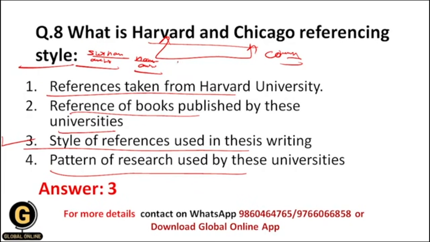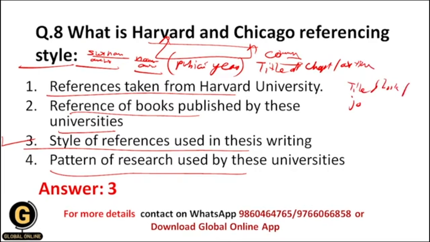Then after that write the publication year in the bracket, then write the title of the chapter or article, then write the title of the book or journal. Then write the volume number if there is any, then you can write the place where this particular book or journal has been published, then you write the page number. So this is the common format of the Harvard and Chicago referencing style.